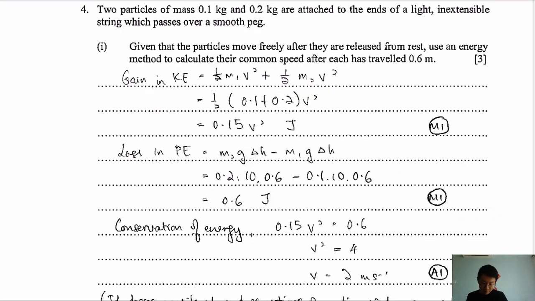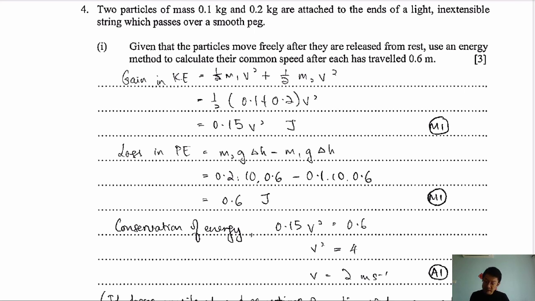Alright, for the next one. Two particles of different masses, 0.1 kg and 0.2 kg, are attached to the ends of a light inextensible string which passes over a smooth peg. So this is basically like a pulley question. First, given that the particles move freely after they are released from rest, use an energy method to calculate their common speed after each has traveled 0.6 meter.